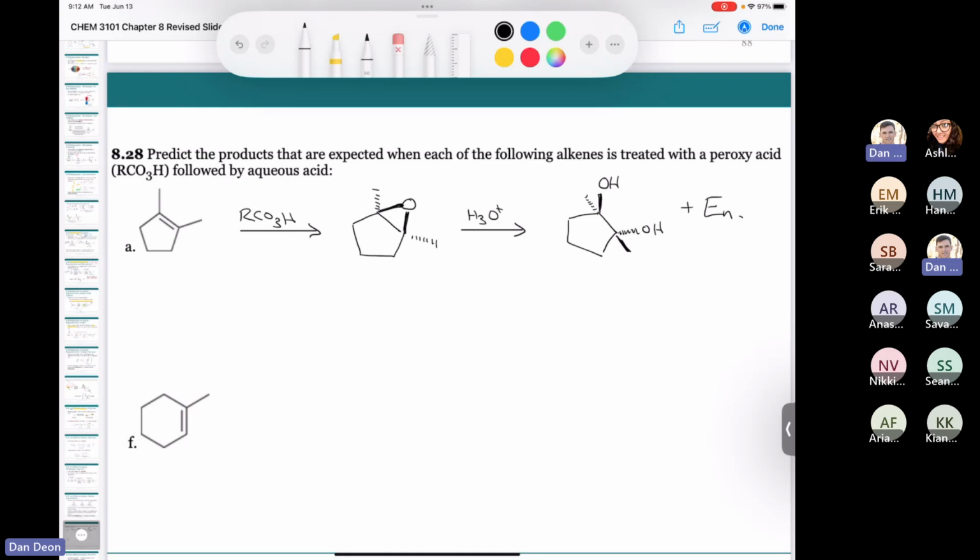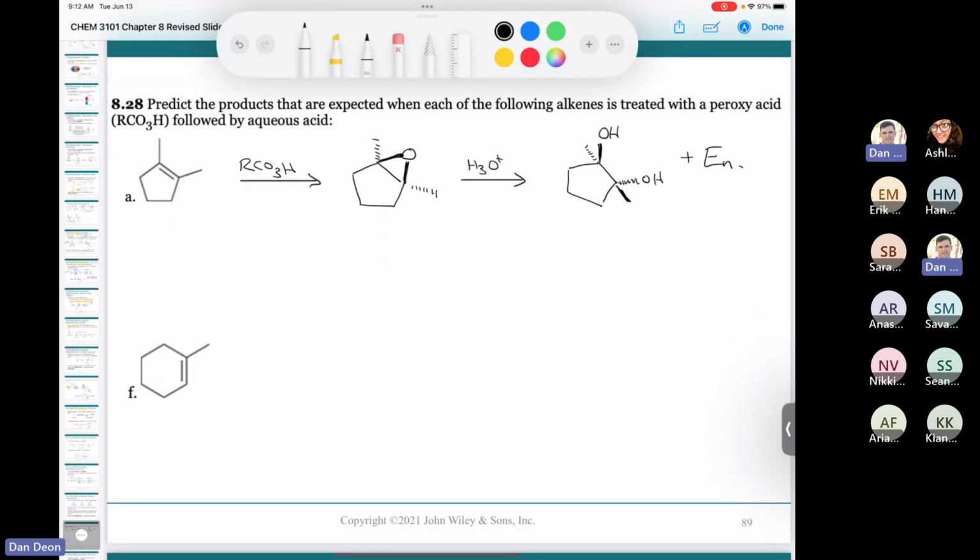All right, same thing in the next one. I'm not going to draw the epoxide in this one. I'm going to do it a little faster. I'm going to say step 1 is treatment with the peroxy acid. Step 2 is treatment with aqueous acid. And then we end up with something that looks like this. So we get one hydroxyl group going down. We get the other hydroxyl group going up like this.